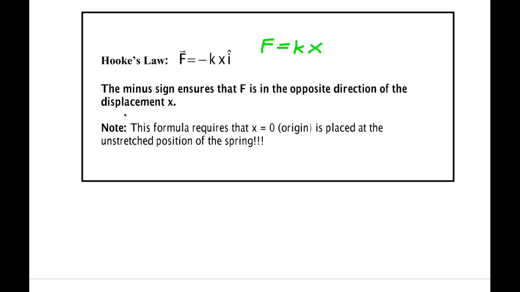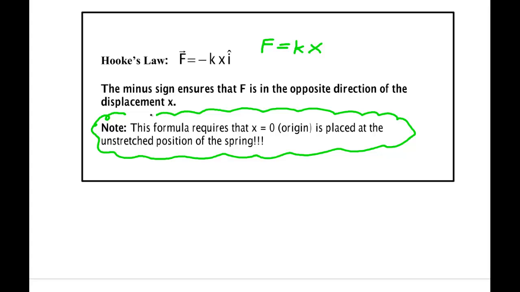Now, one thing about this formula, it assumes a very special place for x equals 0. I usually tell you that you are in charge of your axis set. Not anymore. If you're going to use the formula that Hooke derived for you, then the x equals 0 location, that is your origin, has to be the place where the spring is unstretched. If you put it anywhere else, the formula doesn't work, and you have to derive your own formula. So, this is a very small giving up of freedom in order to take advantage of the fact that we have a formula to use in our problems.